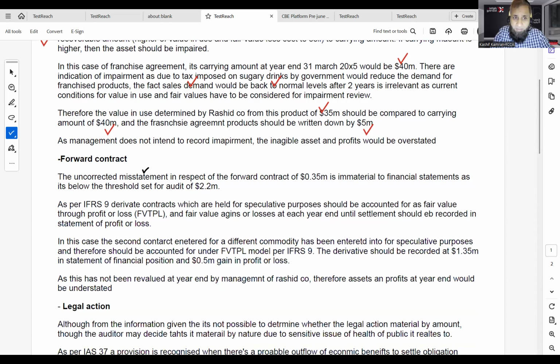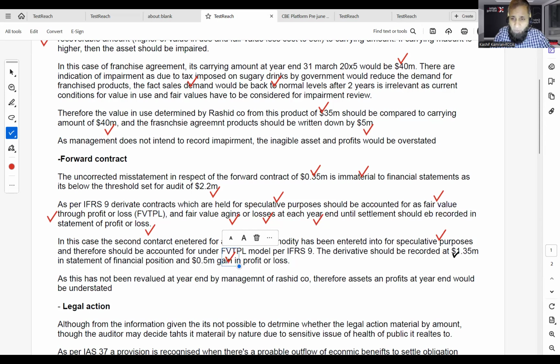Forward contract. The uncorrected misstatement in respect of the forward contract is $0.35 million, which is immaterial to the financial statement, below the threshold of 2.2 million. As per IFRS 9, derivative contracts which are held for speculative purpose should be accounted for as fair value through profit and loss. And the fair value gains or losses at each year will be recorded in the statement of profit and loss. Wonderful. In this case, the second contract entered for a different commodity has been entered into for a speculative purpose and therefore should be accounted for through fair value through P&L.